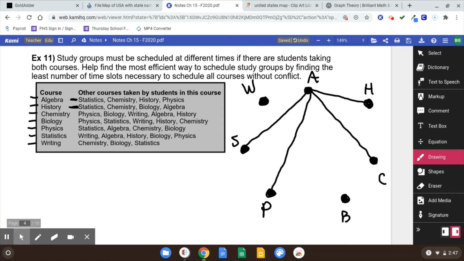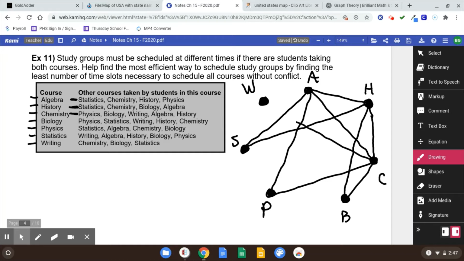History goes to statistics, chemistry, biology, and algebra, which I've already got. Chemistry goes to physics, biology, writing, algebra, which I've got, and history, which I've got.